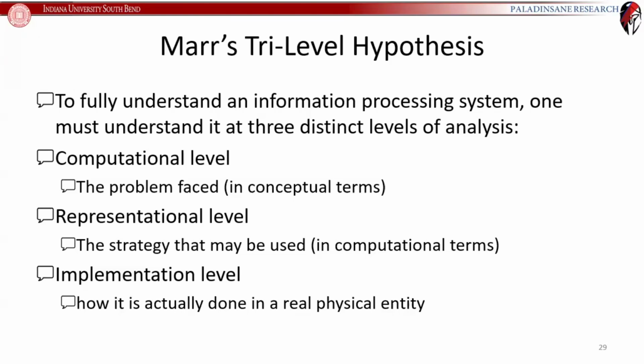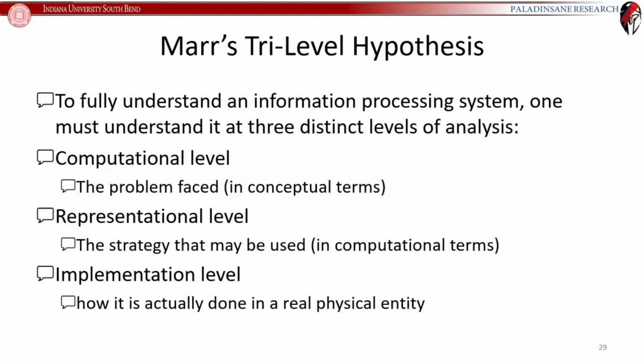The next level is the representational level. And this is the strategy that may be used, in computational terms. So this is as an information processing system. The strategy that may be used, we're going to talk about in just a moment. And that is what this course is going to be about. Very little of the computational level. We will talk a little bit about what the mind can do.